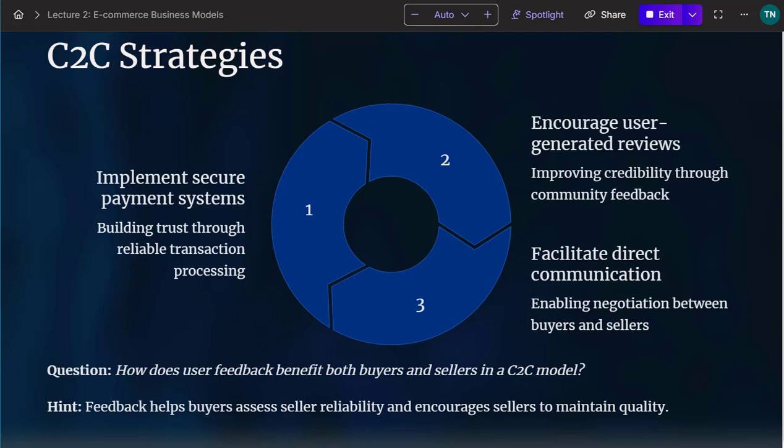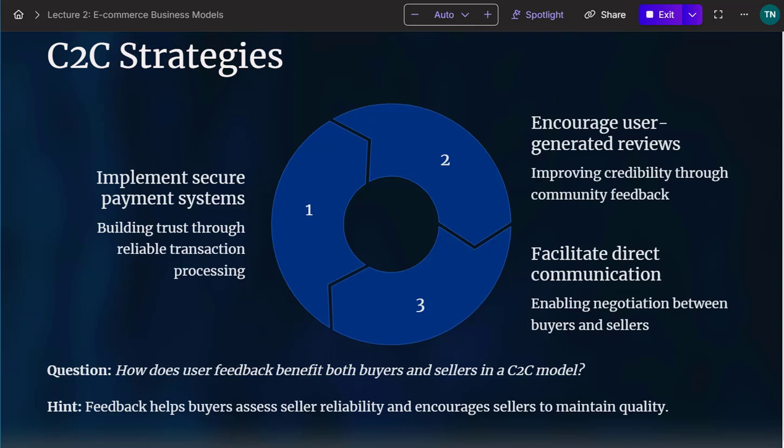The question highlights how user feedback benefits both buyers and sellers in the C2C model, right? We know that the feedback helps the buyer assess the seller's reliability and encourages the seller to maintain the quality or maintain a positive reputation, right?